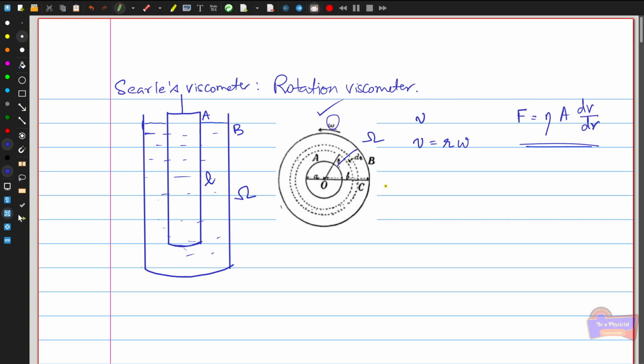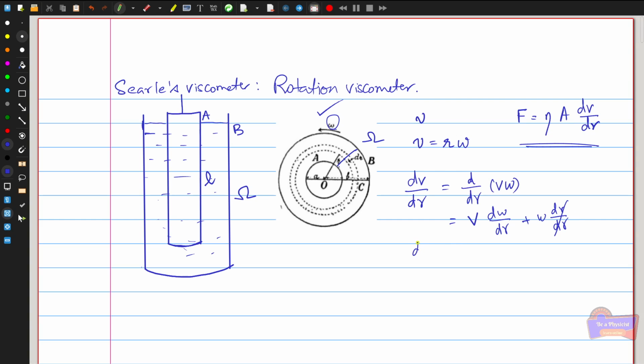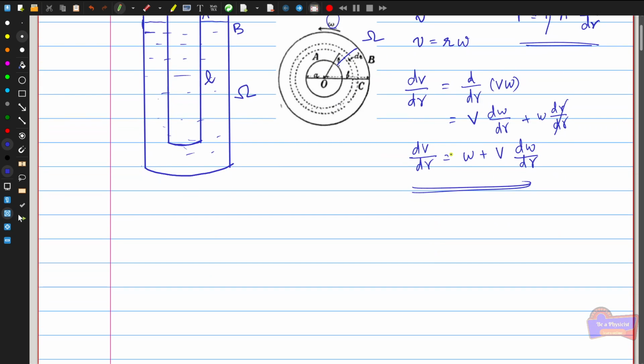Now I can write this dV by dr from the relation V equal to r omega. I can substitute the value of V in this equation, so I can write d by dr of r omega. If you differentiate this, we get r into d omega by dr plus omega into dr by dr. The dr will get cancelled. So dV by dr will be equal to omega plus r d omega divided by dr.